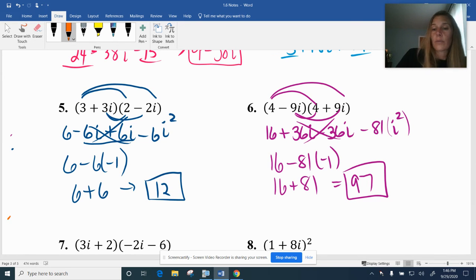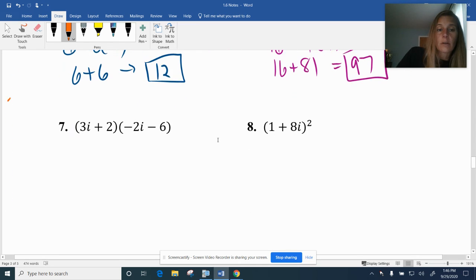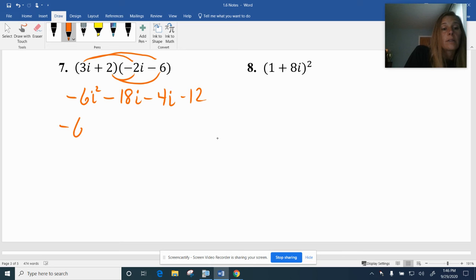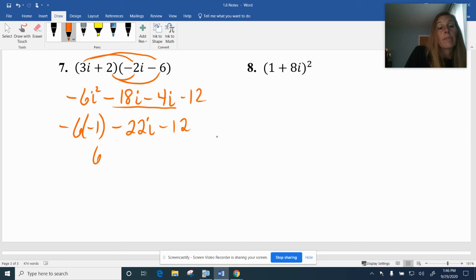Okay, so let's take a look at number 7. We got 2 more multiplication problems here. Okay, so for number 7, we have negative 6i squared minus 18i minus 4i minus 12. Now this time the i squared is still going to be negative 1. These two i's in the middle are going to combine to give you negative 22i. Negative 6 times negative 1 becomes positive 6. And then I combine those and I end up with negative 6 minus 22i.